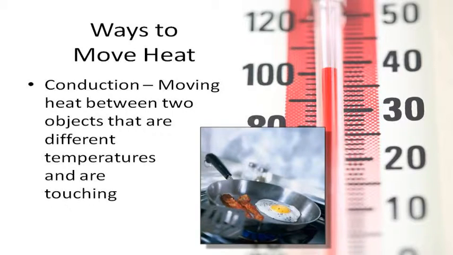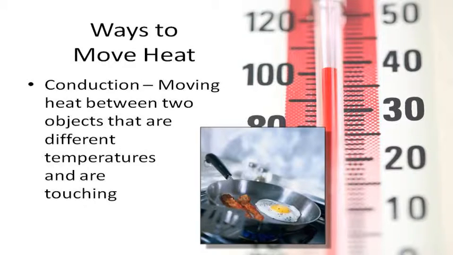Conduction. Conduction, as we've mentioned in the temperature lecture, is about moving heat between two objects that are touching but at different temperatures. And of course, the stereotypical example of this is cooking. Okay, the food is not at the same temperature as the pan, so heat conducts from the pan into the food. Heat only can move from the hotter objects to the cooler objects by conduction.